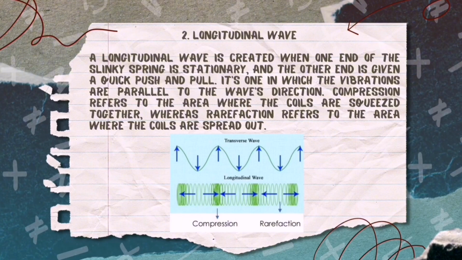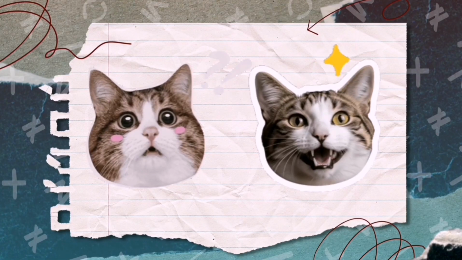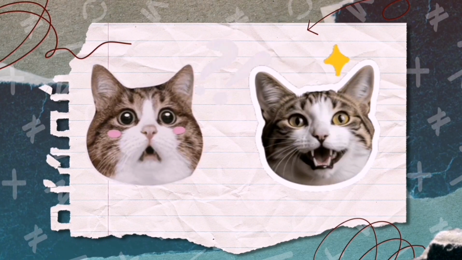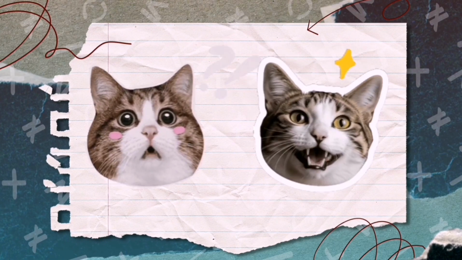The energy travels across the room, but the air molecules just move a little bit back and forth in the same direction. So, remember, transverse is perpendicular motion and longitudinal is parallel motion. Mechanical waves are everywhere.